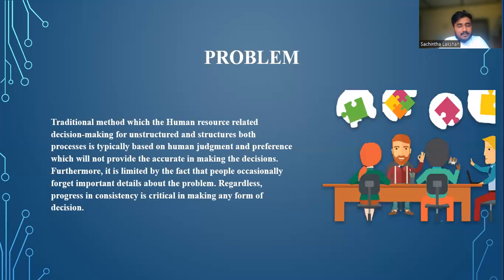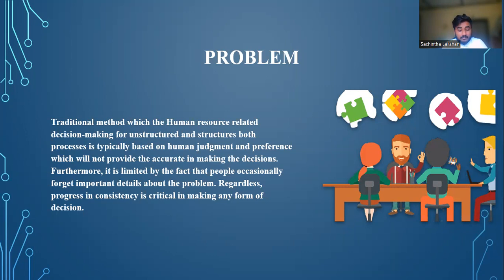So in this presentation, I present a problem regarding the use of intelligent decision support systems in an organization. The problem is that when we consider a human resource department, or HR, of an organization, both structured, semi-structured, and unstructured activities are being done.